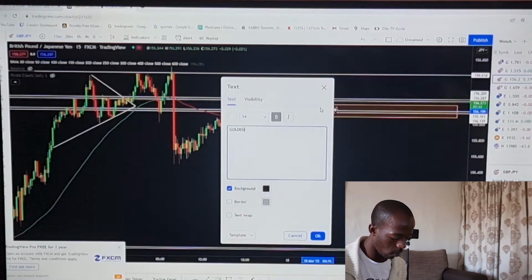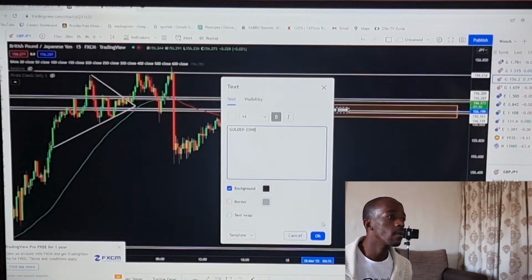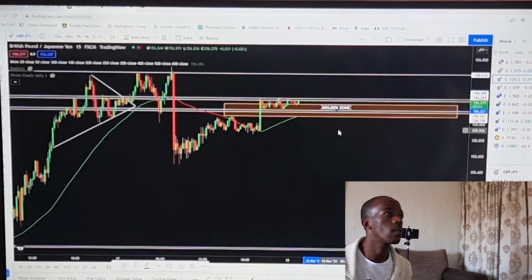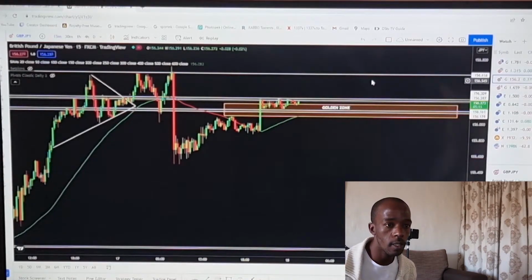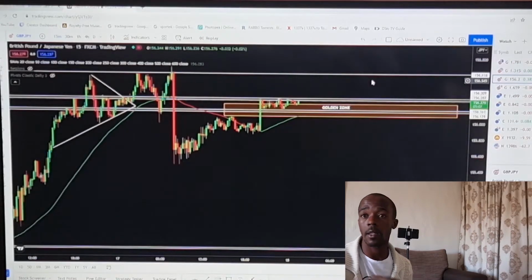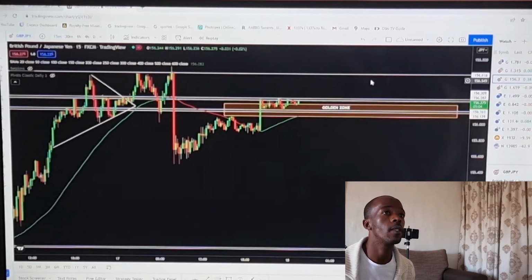Golden zone. Let me put it here so you can see. I believe you can see it, guys. So I'll catch up with you later today, as the time now is about 7:30 in the morning in South African time, if I may say.